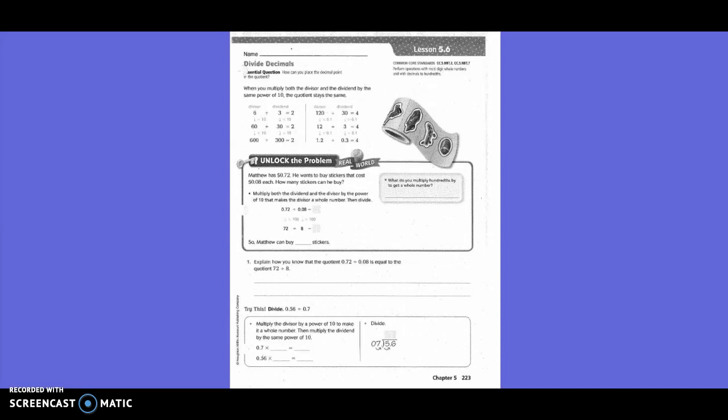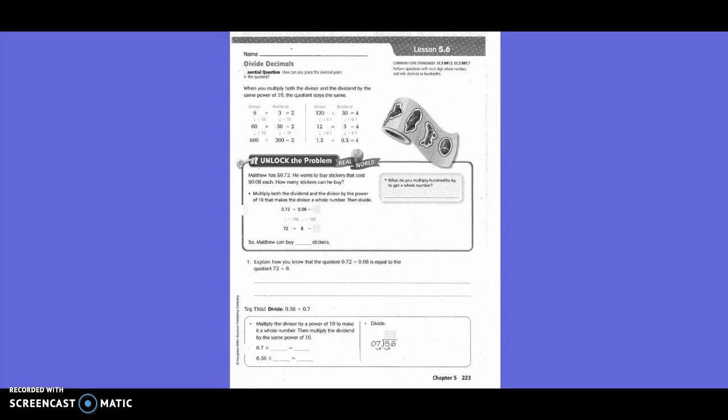120 divided by 30 equals 4, because once again the zeros cancel each other out. 12 divided by 3 equals 4, and then 1 and 2 tenths divided by 3 tenths. Basically, they both have one decimal, so that would be 4 as well.